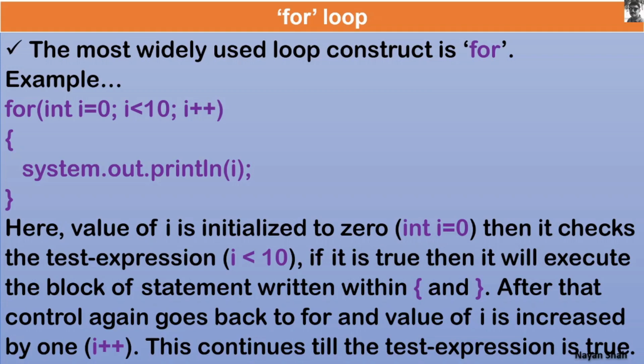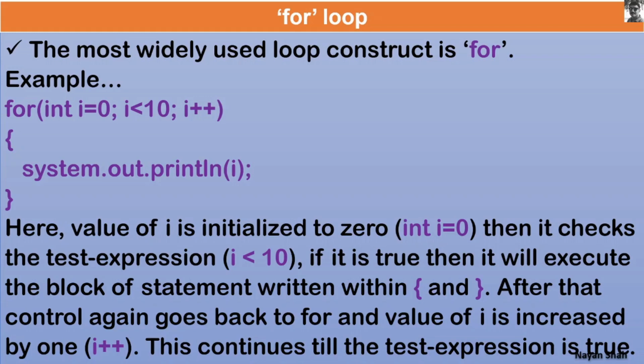If you see, many different operators are used. i = 0 is the assignment operator. i < 10 is a conditional, or comparison, or relational operator, and i++ is a standalone increment operator. So these are the three expressions used with the for loop.